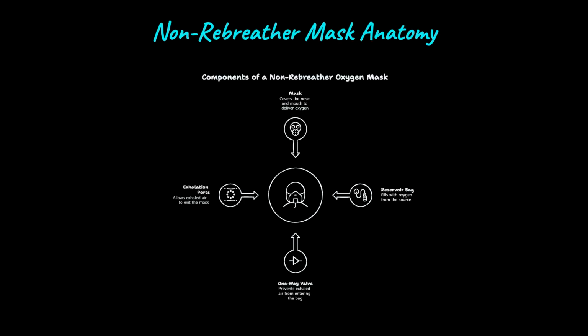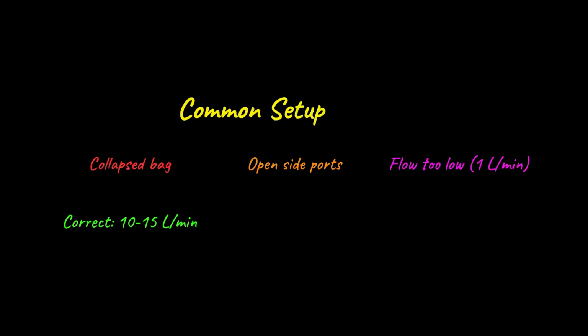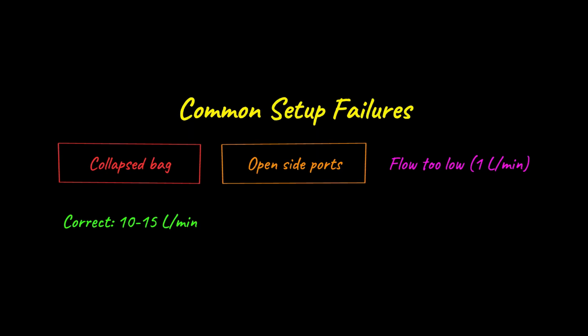Mechanically, the mask has 3 critical parts: the reservoir bag, which stores oxygen between breaths; the one-way valve, which stops exhaled gas from contaminating that reservoir; and the exhalation ports, whose flaps let air out but keep room air from leaking in. The exam trap is a setup that lets the bag collapse or the side ports stay open, since both let the patient rebreathe carbon dioxide or dilute the oxygen with room air.